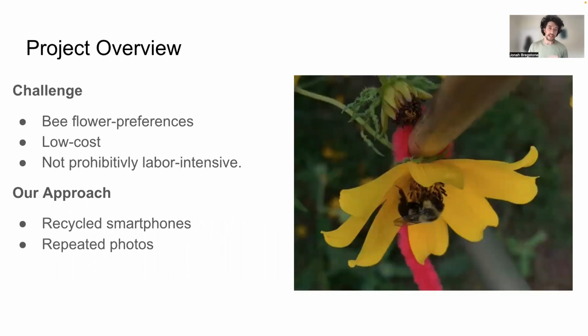So the team wanted to study bee flower preferences, and specifically native bees. And we wanted to come up with a method that was both low cost and not prohibitively labor intensive.